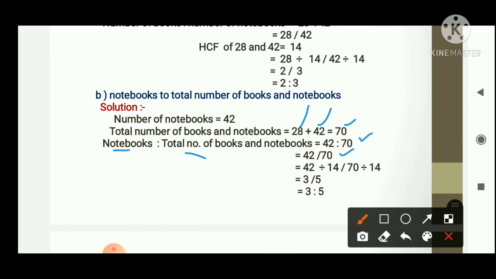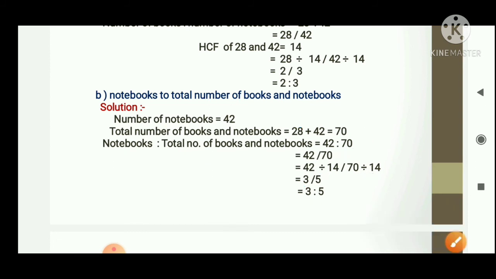Now we have to find out its HCF. So HCF of 42 and 70 is 14. Now to reduce this fraction into its simplest form, we divide both the terms by their HCF. So here we divide 42 by 14 and 70 by 14. By dividing 42 by 14, we get quotient 3. And by dividing 70 by 14, we get quotient 5. So its ratio we write 3 is to 5.